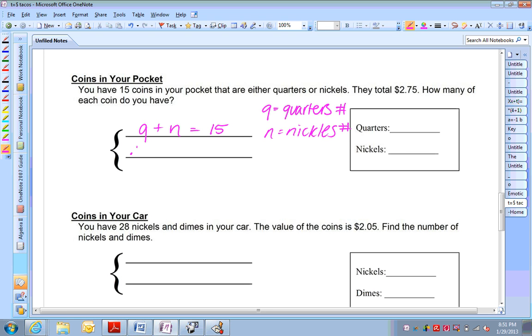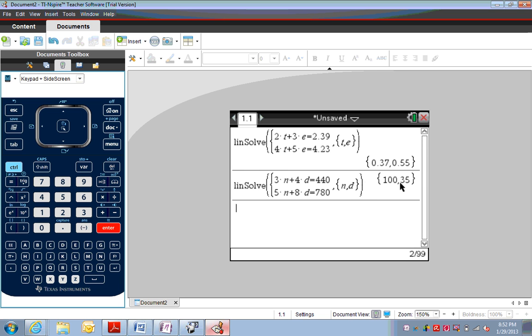Now, we know a quarter is 0.25, 25 cents. So 25 cents times the number of quarters would give you the total amount you have in quarters. Plus, a nickel is 5 cents. So 5 cents or 0.05 times the number of nickels would give us the amount that we have in nickels. The total amount, when you add the amount you have in quarters and nickels, should come out to be $2.75. Okay? So we can enter this system of linear equations into our calculator and figure out the number of quarters and nickels we have.